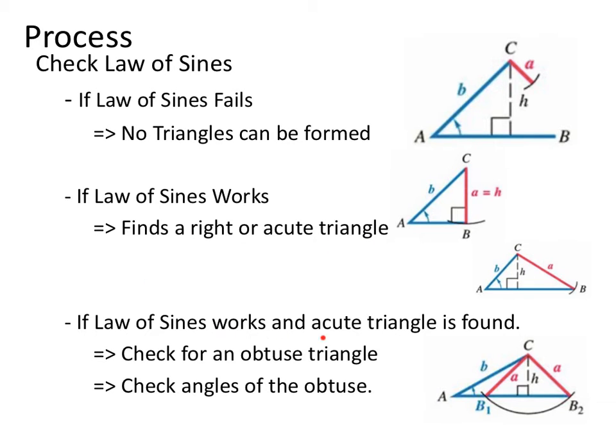If law of sines works and the acute triangle is found, you want to check for the obtuse triangle, and you want to check all angles of the obtuse. Essentially what's happening here is you are finding not just one triangle that is an acute triangle, but an obtuse triangle as well. And we'll talk about how that works.